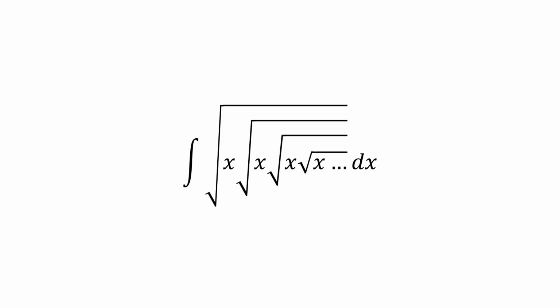So let's just dive straight into it. Cool, so here's the integral, and you are looking at that correctly. It is an infinitely nested radical in x, and that just basically means that we have square root of x times square root of x times square root of x, and it goes on infinitely.